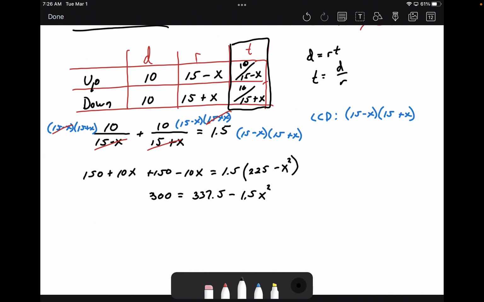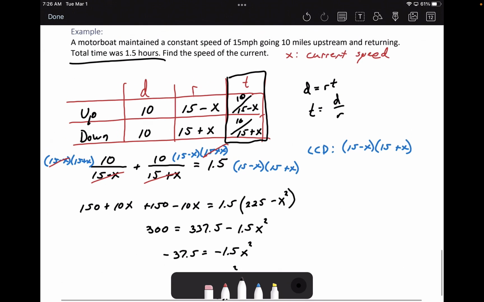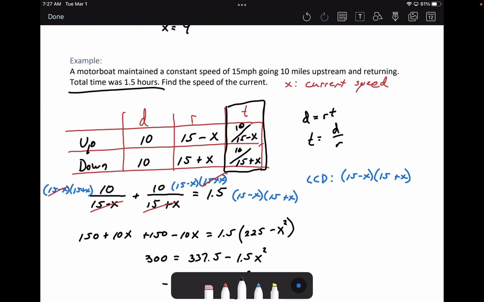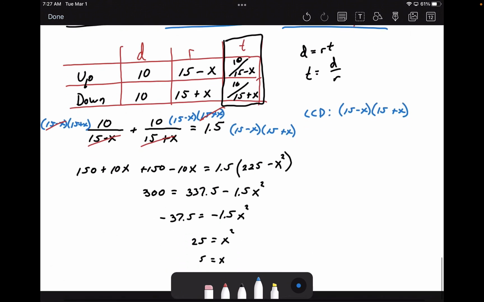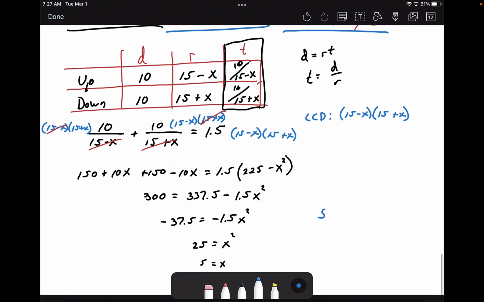Subtract the constant. We get negative 37.5 equals negative 1.5 x squared. Divide by negative 1.5 and we get 25 equals x squared. Square root of both sides, x is 5. Make sure we answer the question. The question is find the current speed. We labeled x as the current speed, so it looks like we found it. 5 miles per hour is the speed of the current.